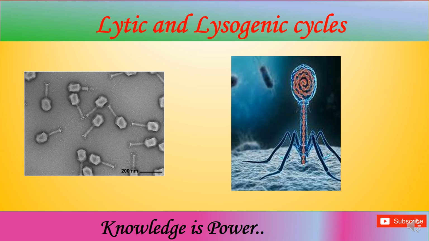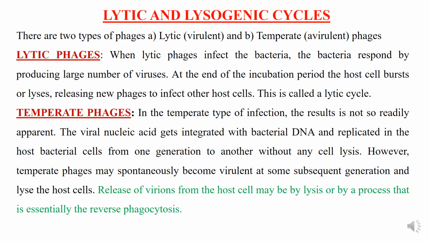When bacteria are infected by viruses, they show two different types of cycles. One is the lytic and the other is the lysogenic cycle. So what is a lytic phage? Lytic phages are the virulent viruses. When lytic phages infect the bacteria, the bacteria respond by producing a large number of viruses. At the end of the incubation period, the host cell bursts, releasing new bacteriophages to infect other host cells. This cycle is known as the lytic cycle.